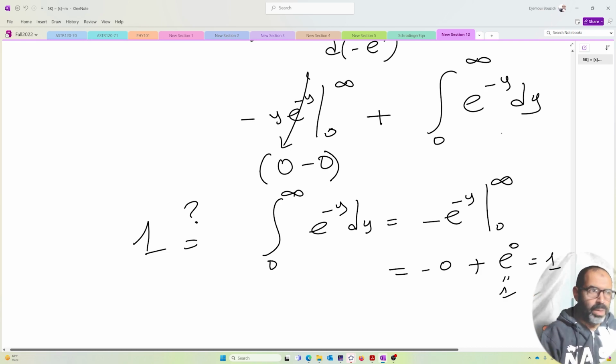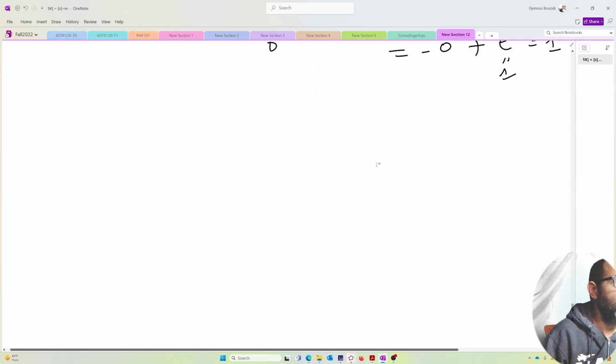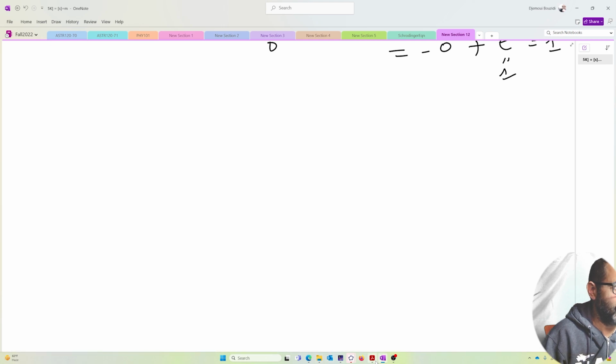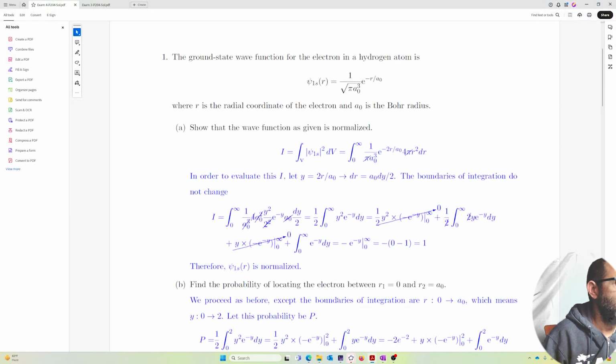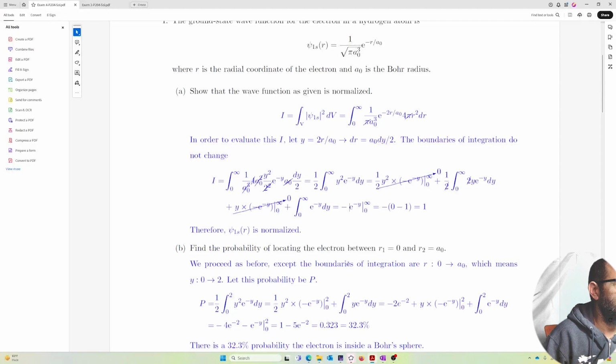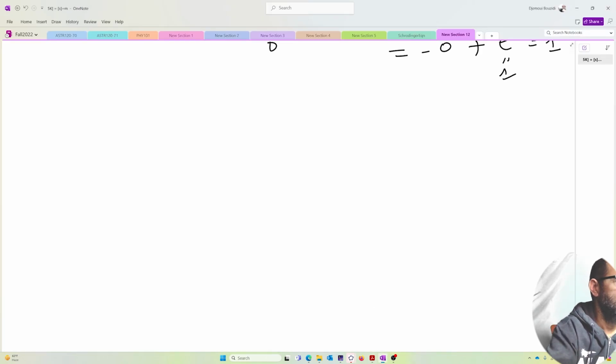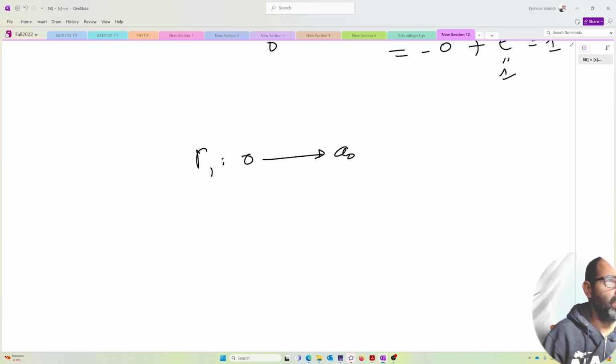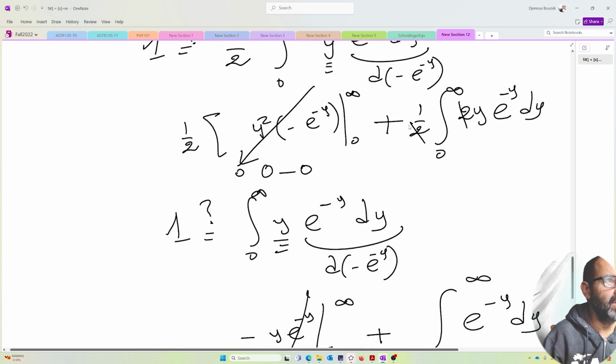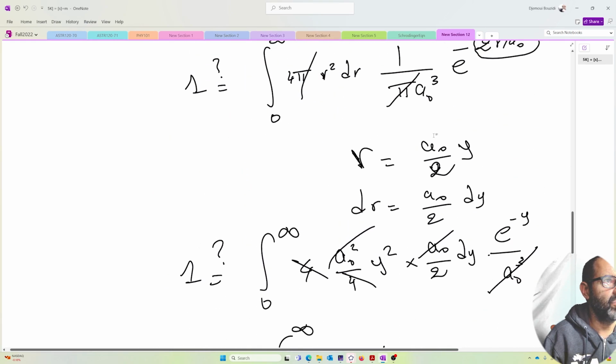That's part 1. Part 2. This problem asks for finding the probability of finding the electron between R1 equals 0 and R2 equals A naught. So the first part in here is to deal with the boundaries of integration. So R goes from 0 to A naught. I'm going to do the same technique, except the boundaries of integration now change.